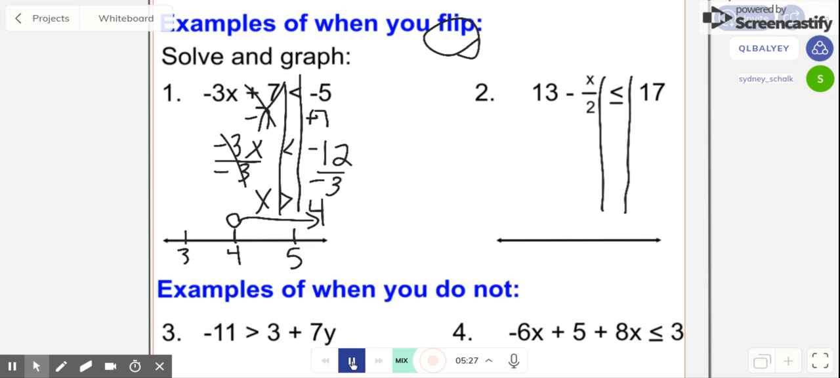I'm going to subtract 13 first, just like I would if it was an equation, and on the left, I'm left with negative x over 2. On the right, I have 17 minus 13, which is 4.